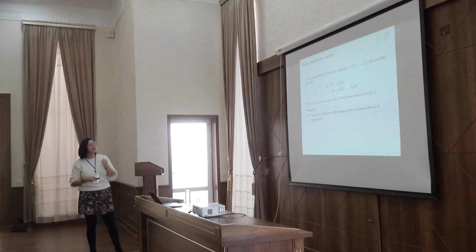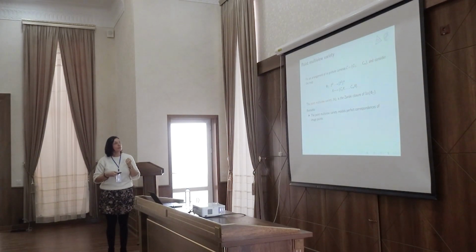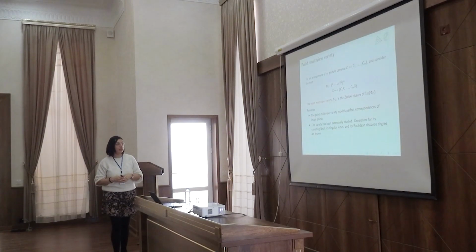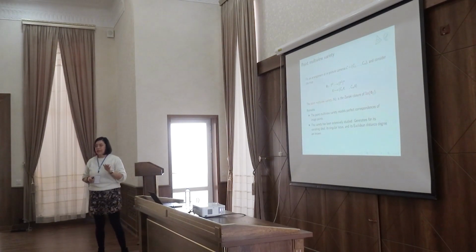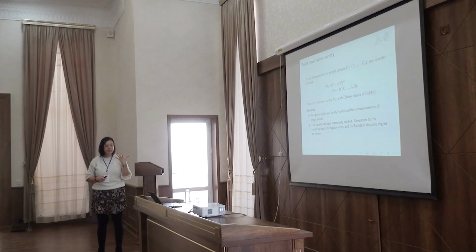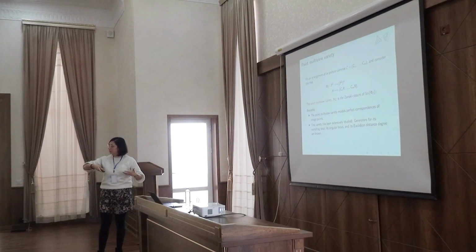Right. So this is just the smallest algebraic set that models perfect correspondences of image points, of tuples. And this variety has been studied a lot. So what this means is that there has been a lot of work finding the polynomials that define this set.